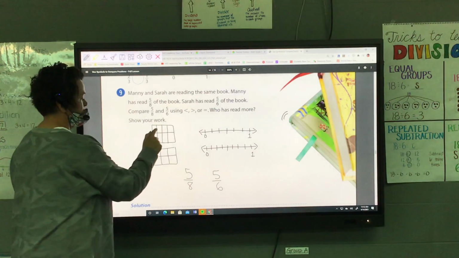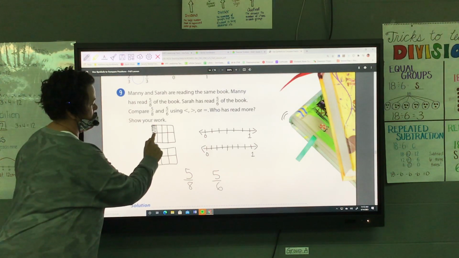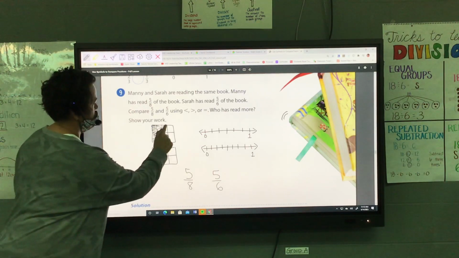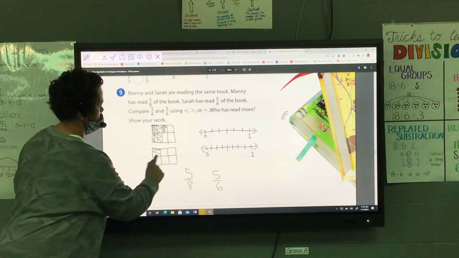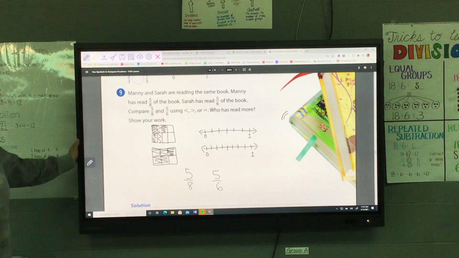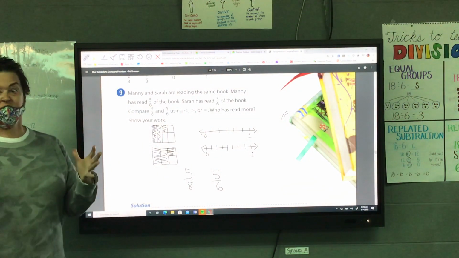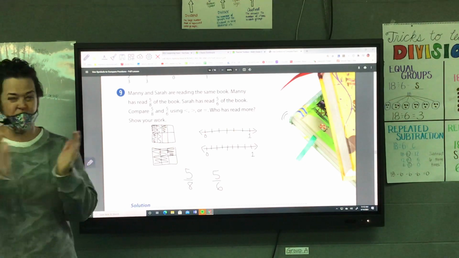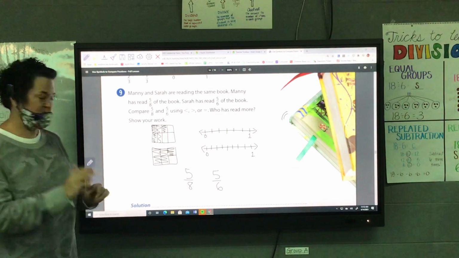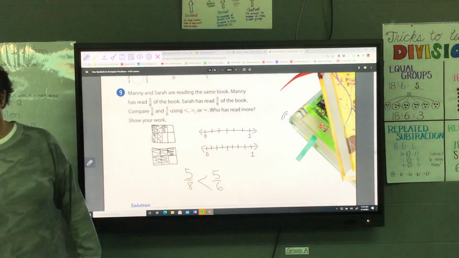So let's look at this. If I have 5 of each one of these, what is that? See my bigger pieces? I'm going to get more, right? My smaller pieces, if my numerator's the same, I'm not going to get as much. So my bigger number is the 5/6.